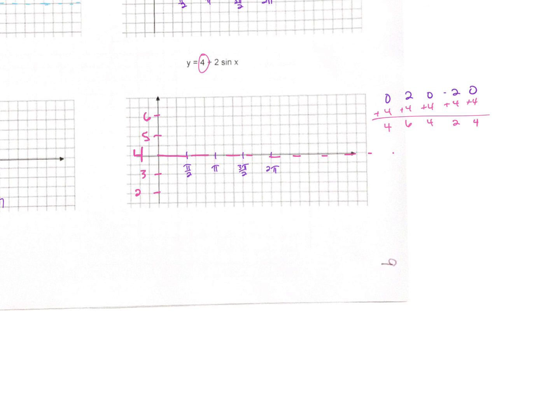So at 0, we're going to be at 4. I'm going to draw this in a different color to kind of make it stand out. At pi over 2, we'll be at 6. At pi, we'll be at 4 again. So at this point, I'm just drawing my 2 sine x, or I'm following these points, whichever way you prefer. At 3 pi over 2, we're at 2. And at 2 pi, we are at 4 again, or my midline. And there's my curve.